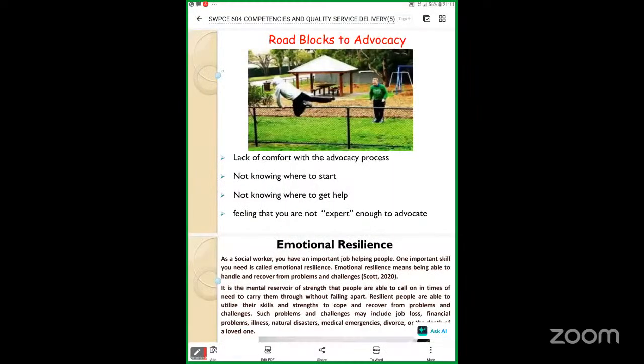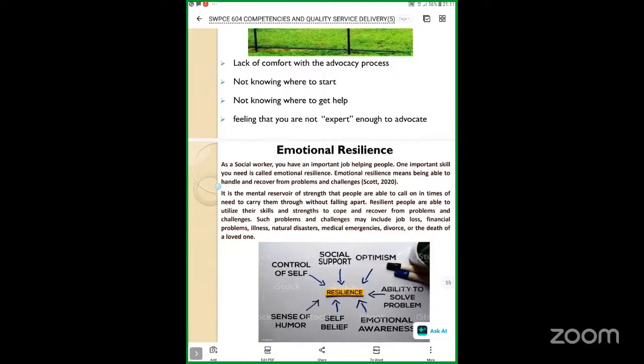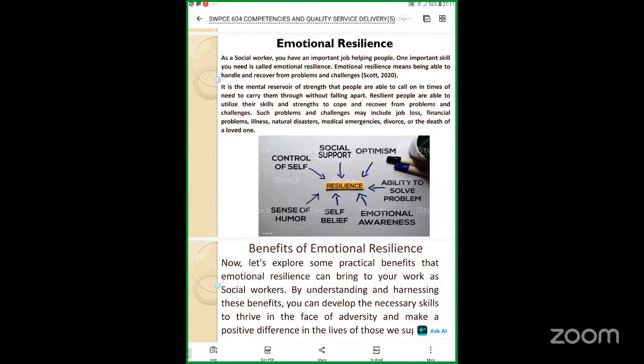So, emotional resilience. We'll go to emotional resilience. What is emotional resilience? Emotional resilience means being able to handle and recover from problems and challenges. Number one, you handle that problem and you recover. After handling, how do you recover from such problems?